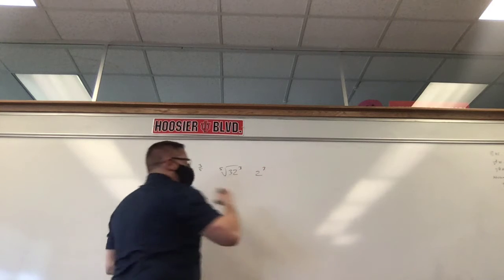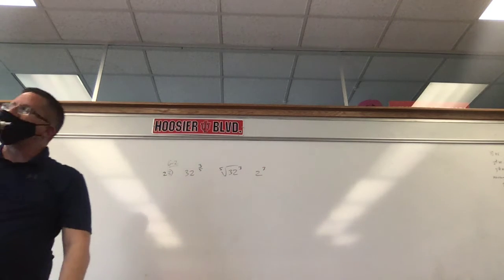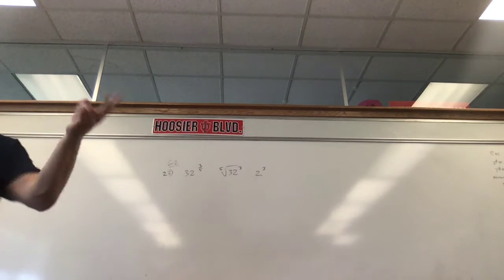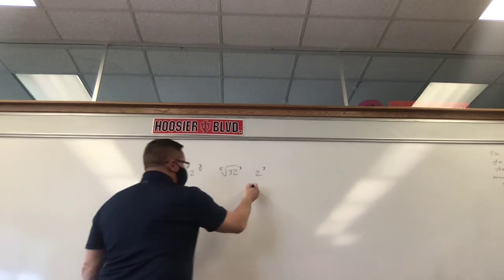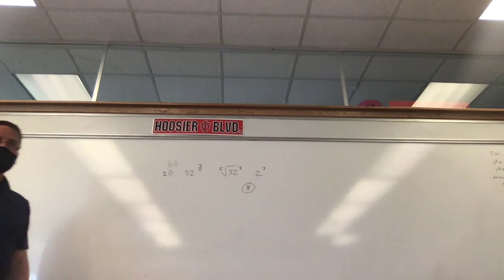To the 3rd power. And again, a real popular wrong answer is 6. It's not 2 times 3. It's 2 times 2 times 2, which is what? 2 times 2 is 4. Times 2 is 8. This is the number 8. 32 to the 3/5 power is 8.